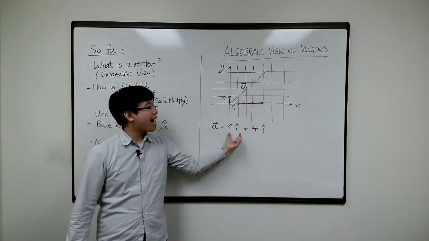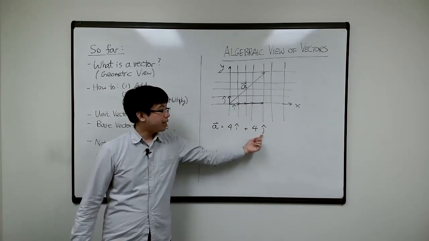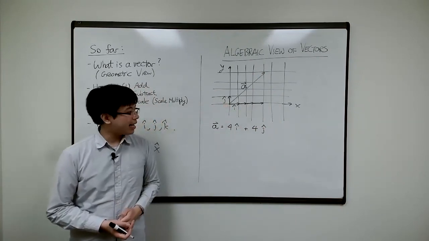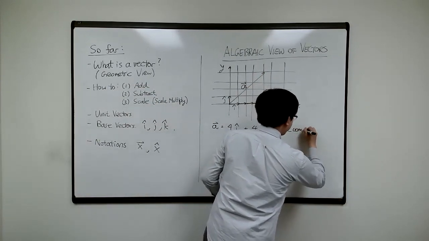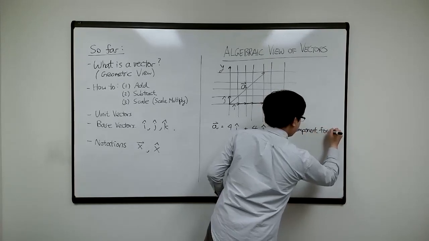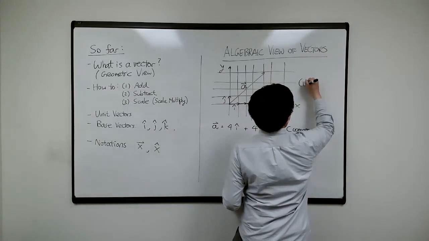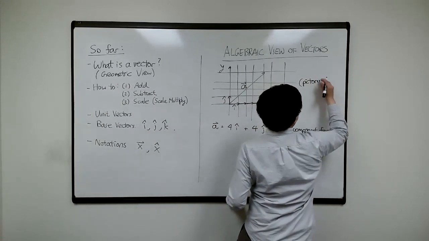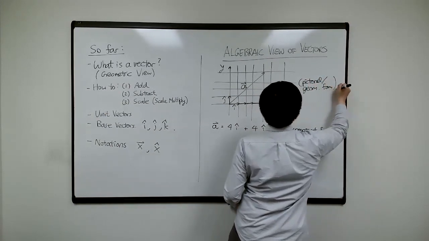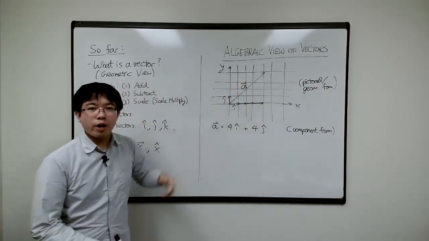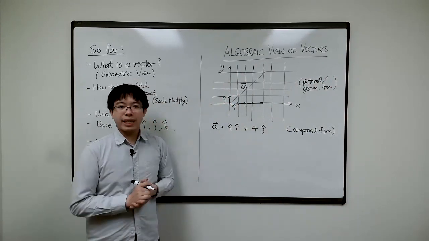It's made out of 4 i's, 4 units to the right in the x direction, and 4 units to the top in the j direction, or the y direction. So this is called the component form. We have the geometric form, the pictorial form, which is literally drawing it out. And now we have a separate way to write it algebraically, in what's called the component form.